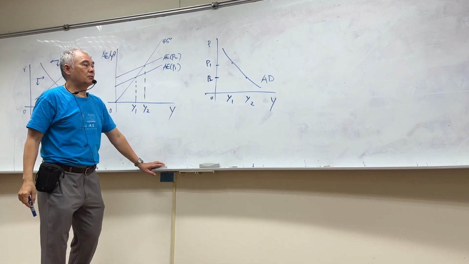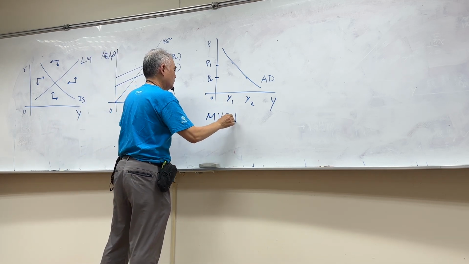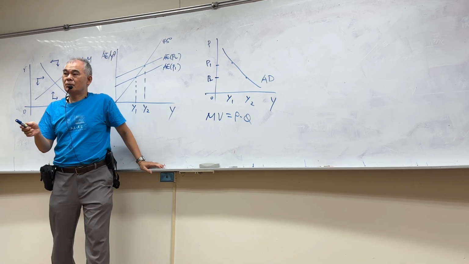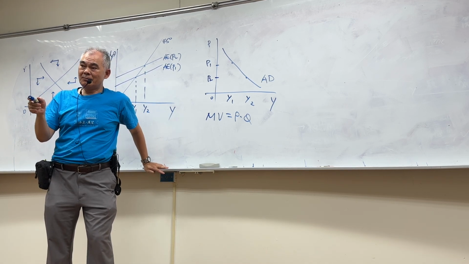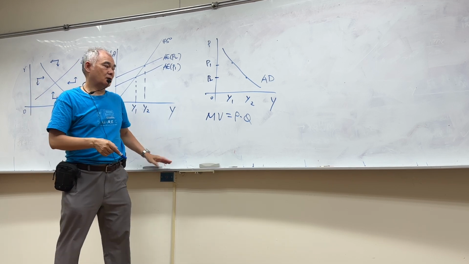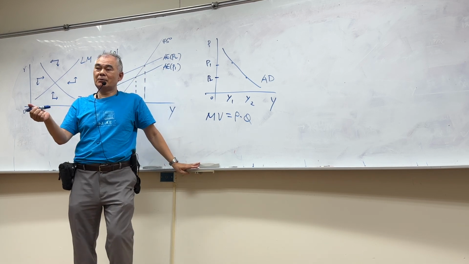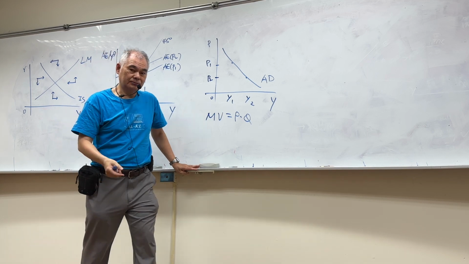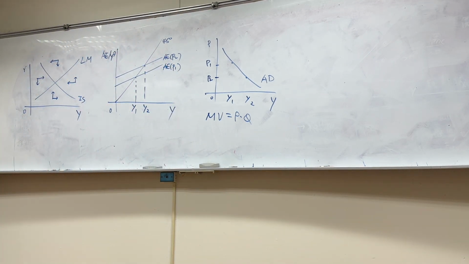Also, when you want to look at that, we have MV equal to P times Q. Remember, in the midterm we're going to have money market in the question, and we already talked about this before. By the way, we have the money multiplier, right?